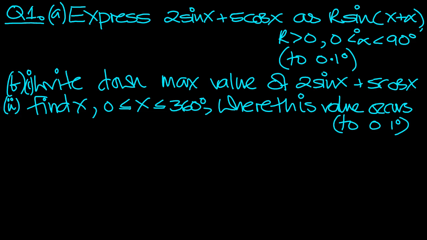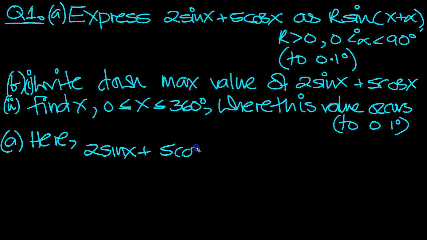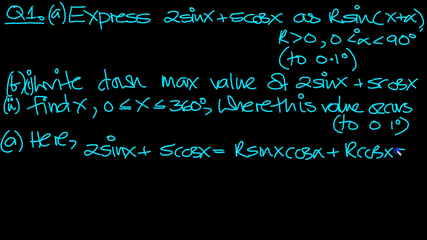So here's the question in summary form. Let's have a look at it then. So part A. Let's use the compound angle formula. The left hand side, 2 sine x plus 5 cos x, is equal to this compound angle formula: r lots of sine x cosine alpha plus r lots of cosine x sine alpha.